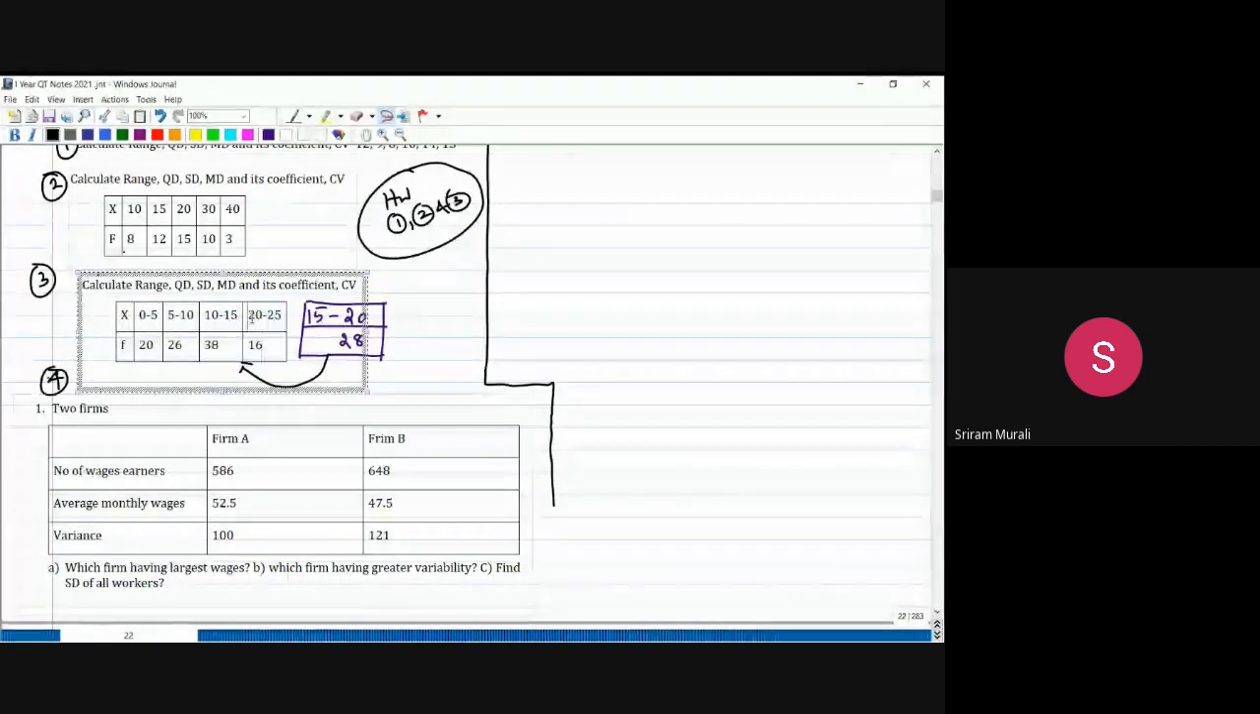Because if you want to compute median and mode, I should use the first day formula. For range and mean deviation, whatever I discussed yesterday, that formula will come.